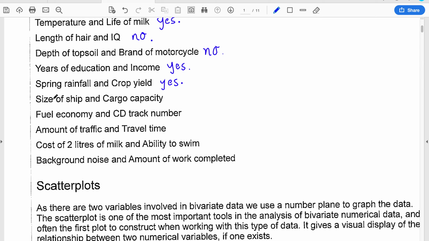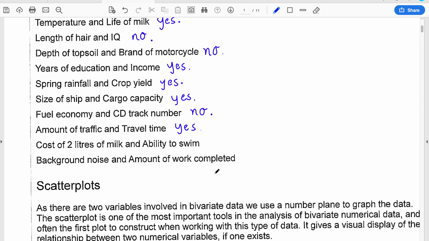Size of a ship and cargo capacity. So it basically means how big the ship is and how much it can carry. Well, yeah, we would expect there to be an association there. Small ships can't carry as much. Large ships can carry a lot more. Fuel economy and CD track. So no, when you're driving, you don't tend to use more fuel if you're playing a certain track in your CD player.